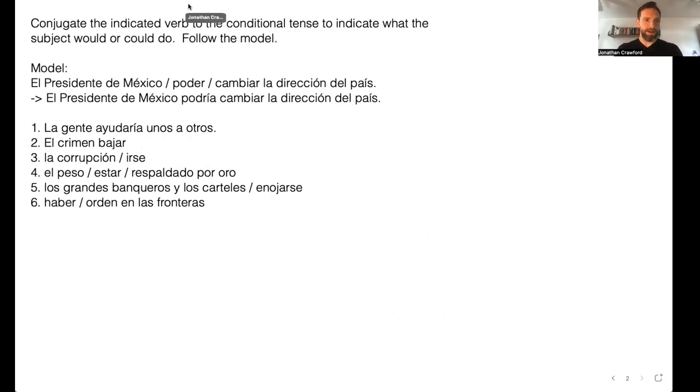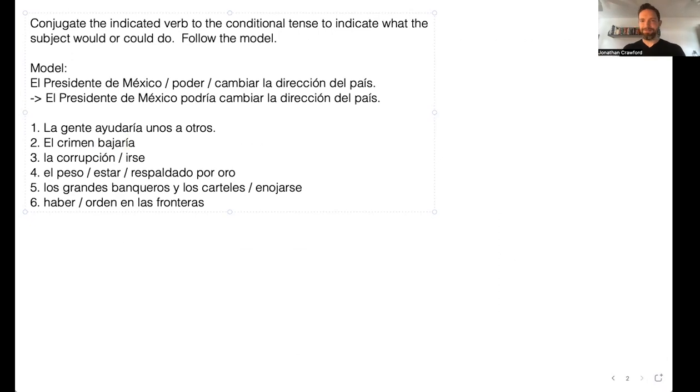Eventually, this becomes automatic. I don't even think about it anymore. Like, oh, la gente sí, la gente ayudaría. El crimen bajaría. Yo me iría. Tú te irías. Nosotros nos iríamos. I don't even think about it. It's just like it's automatic. And so you just have to practice. El presidente de México podría, right? Podría. La gente ayudaría. El crimen bajaría.